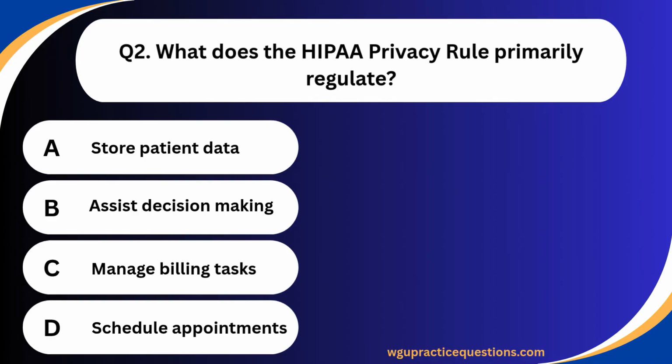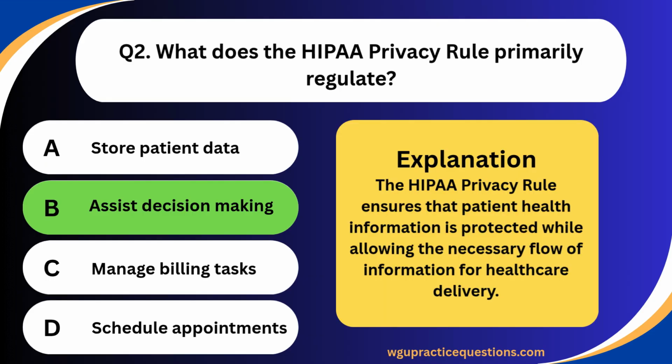The correct answer is B. Patient data sharing. Explanation. The HIPAA privacy rule ensures that patient health information is protected while allowing the necessary flow of information for healthcare delivery.